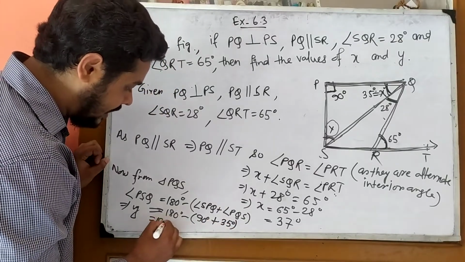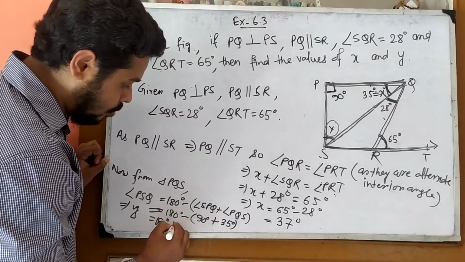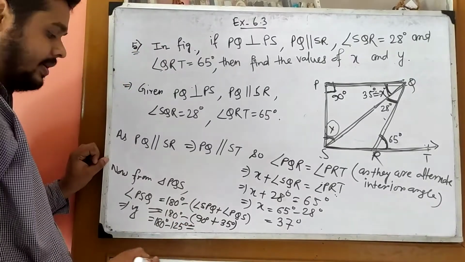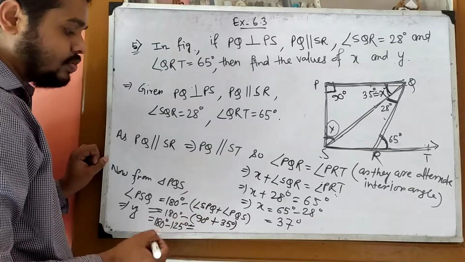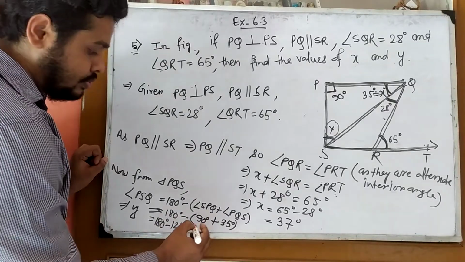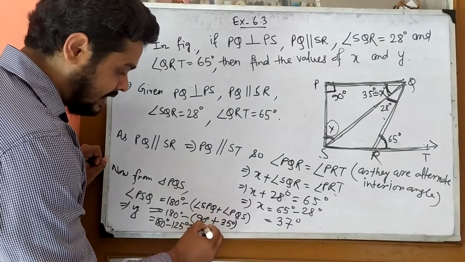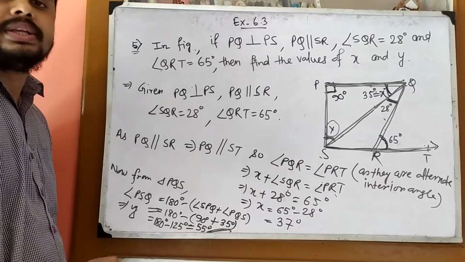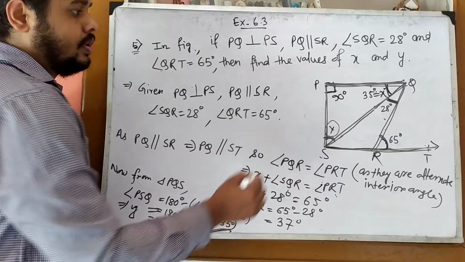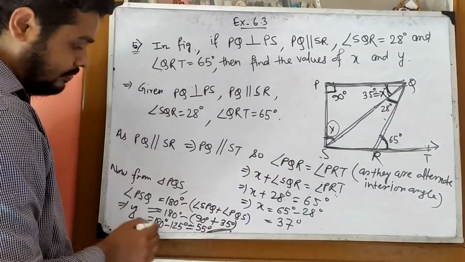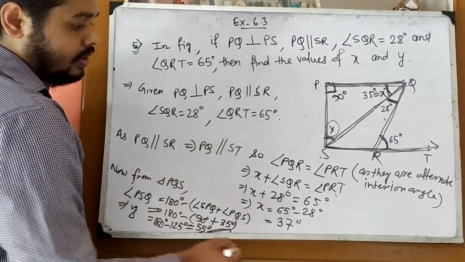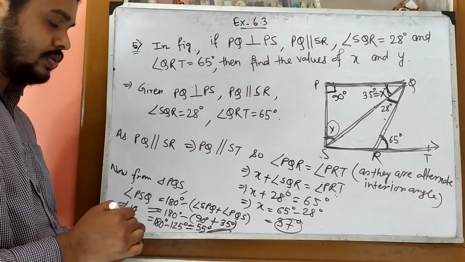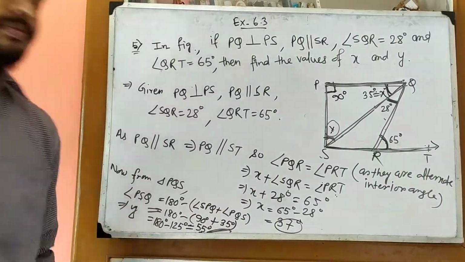So 180 minus 127 degrees. Clear? The sum of this triangle's angles is 127 degrees. So our answer is 180 minus 127, that is 53 degrees. Clear? So the value of y is 53 degrees and the value of x is 37 degrees. Clear? Now we are coming to problem number 6.